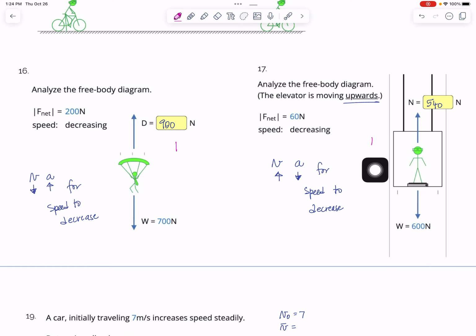For this one, the elevator is moving upwards, but the speed is decreasing. So if velocity is up, acceleration is down. And that's only true if the downward force is bigger than the upward force. And so that's why we subtract the 60, because this will then give us a 60 down, which means acceleration will be down.